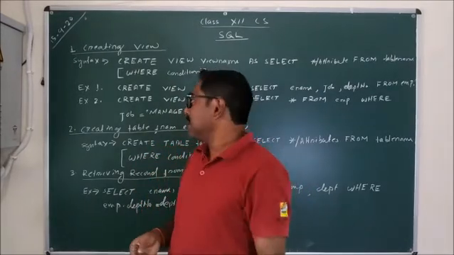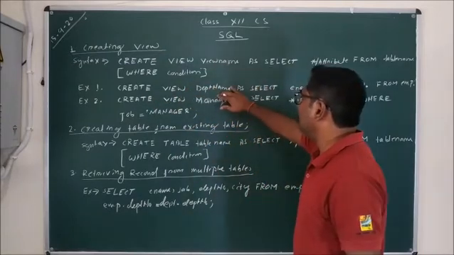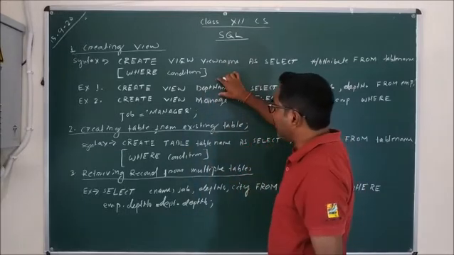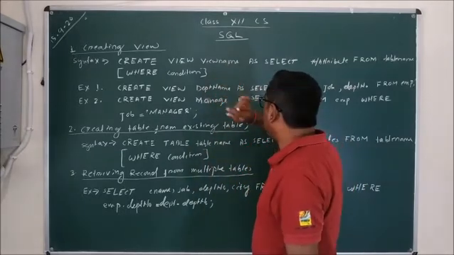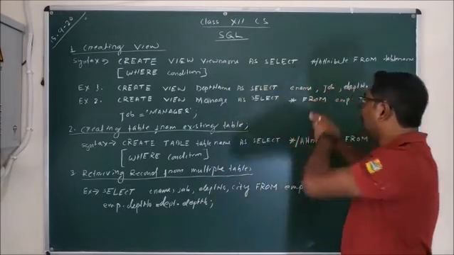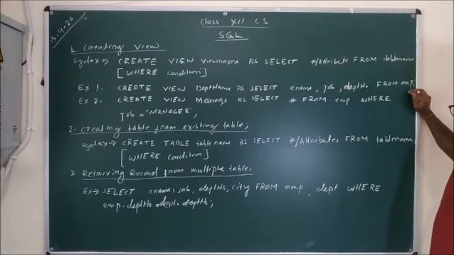So come to the example here. What is this? Create view department name. So the view name is department name. Now a view has been created with the name department name, as select. So what will be stored in that view? E-name, job, department number from EMP.